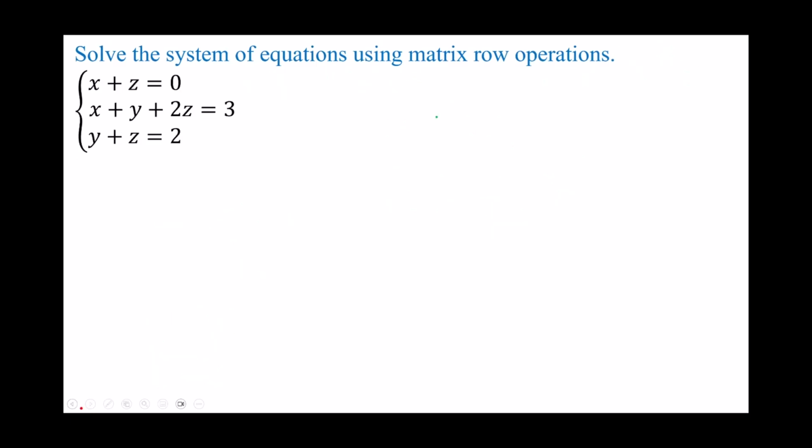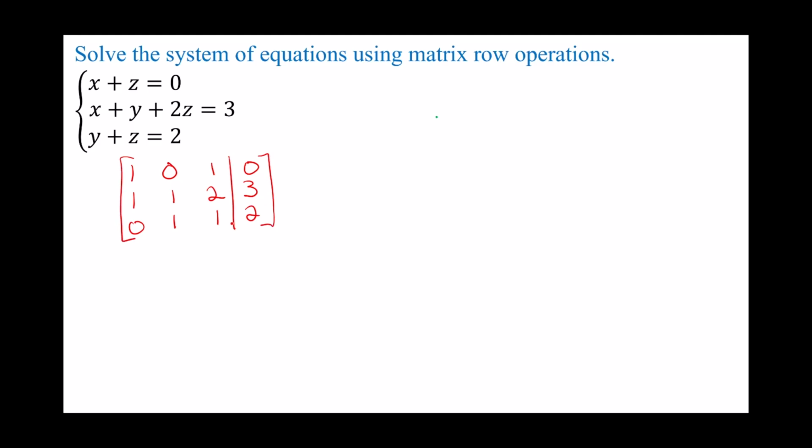Let's try this one. Here I have x plus z equals 0, x plus y plus 2z equals 3, and y plus z equals 2. So I'll start by putting this in a matrix. The first row, 1x, 0y, 1z equals 0. Second row, 1x, 1y, 2z equals 3. And third row, 0x, 1y, 1z equals 2.